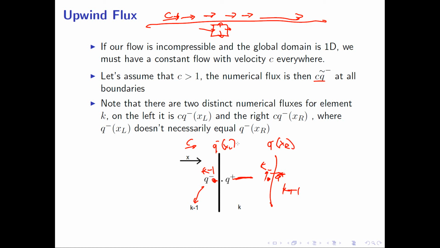Note that these two quantities don't have to be equal, so therefore the fluxes don't have to be equal. So we can have an accumulation or depletion of our conserved quantity within that cell.